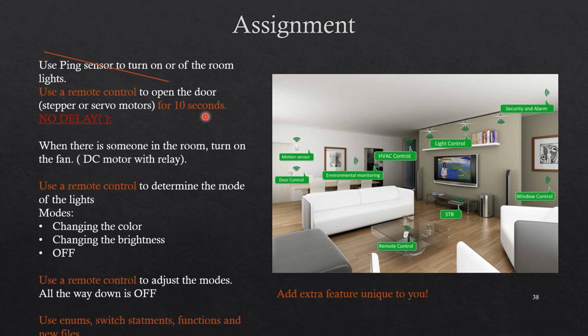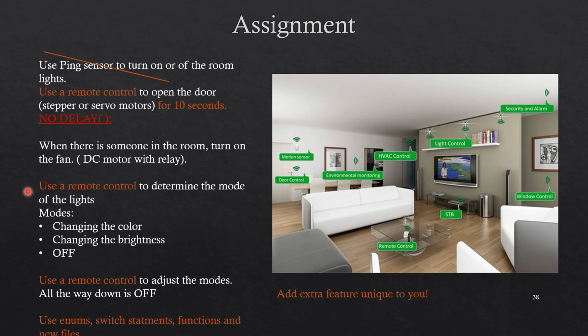So when you press a button, whatever button you like, you can decide that for yourself. When you press a button on your remote control, the door will open for 10 seconds. After 10 seconds, then the lights and the fan will turn on, which means that the person has just entered the room. Now, when a person is in the room, like I said, turn on the fan, and you can use that as a DC motor with a relay. You already have used that.